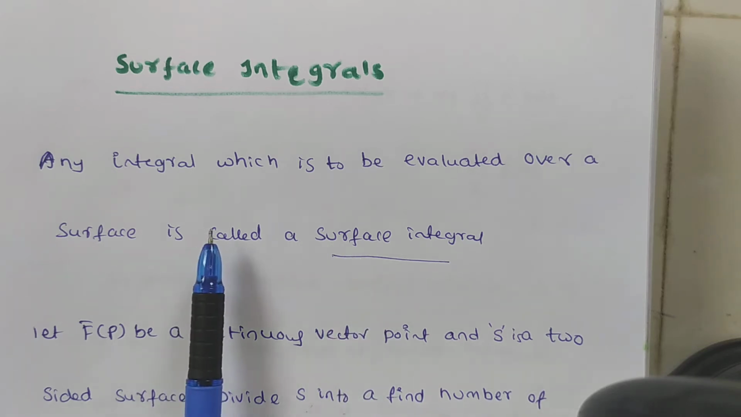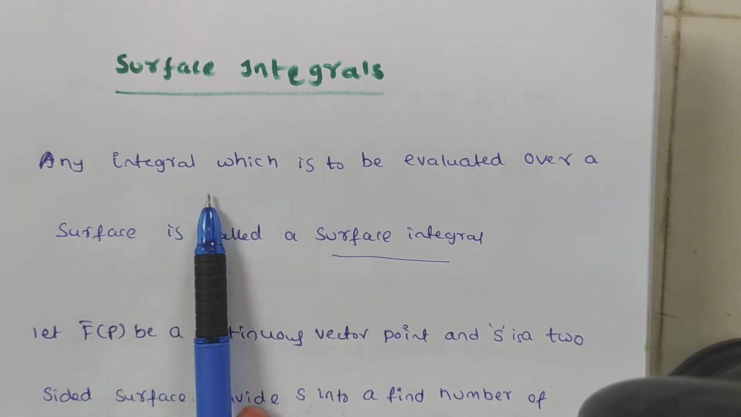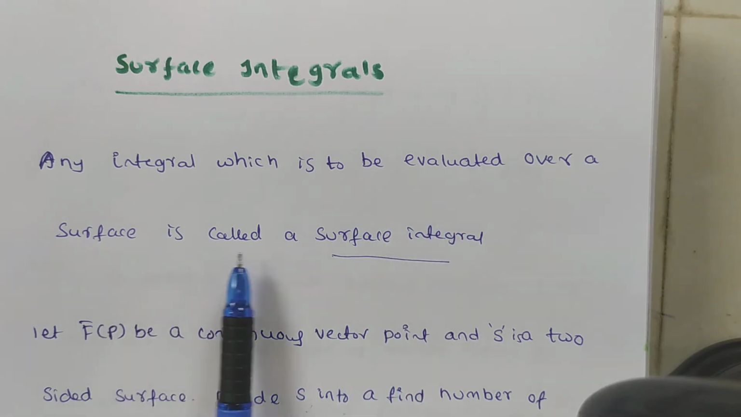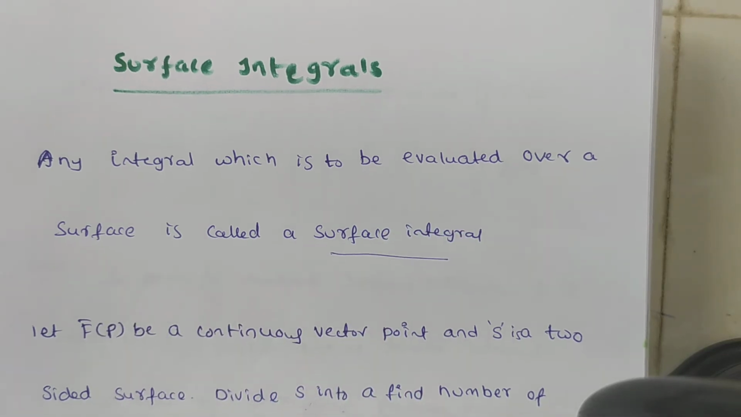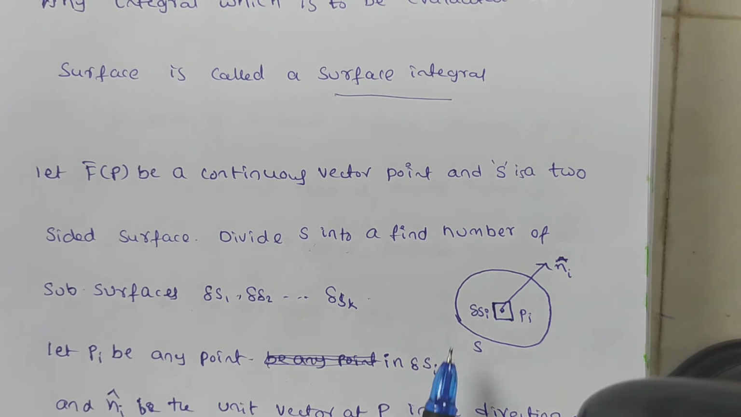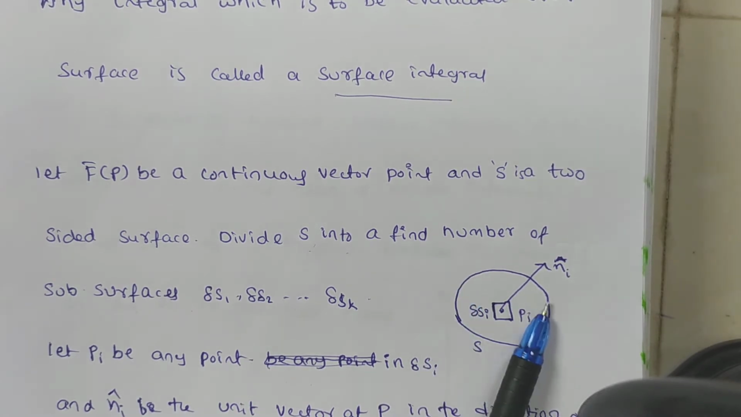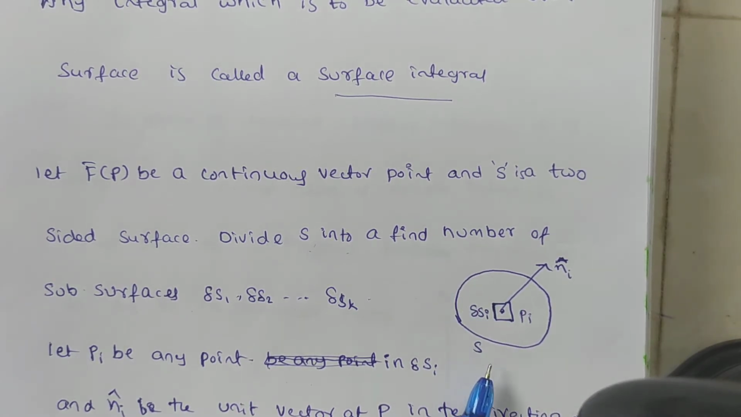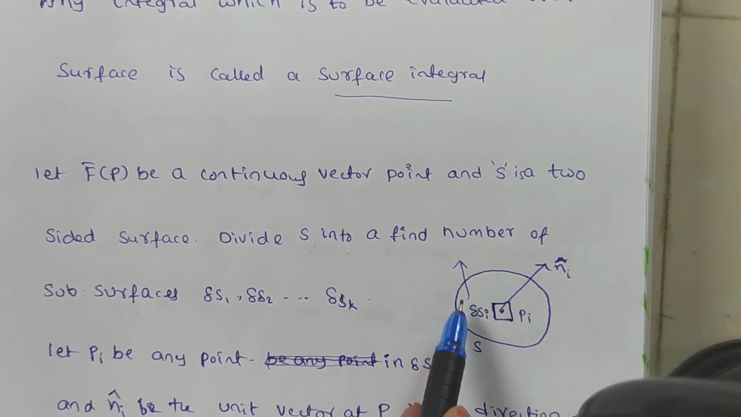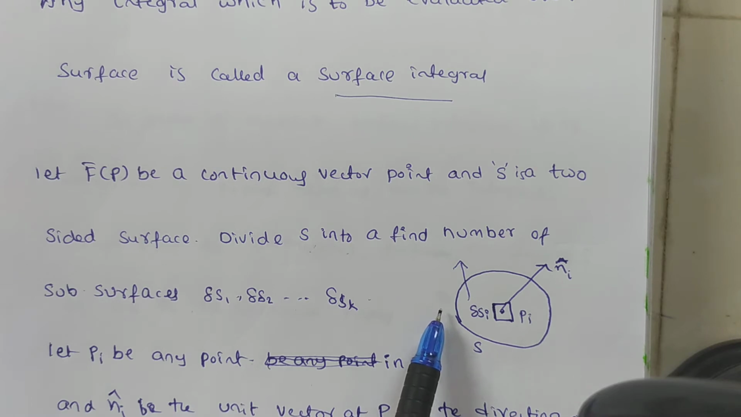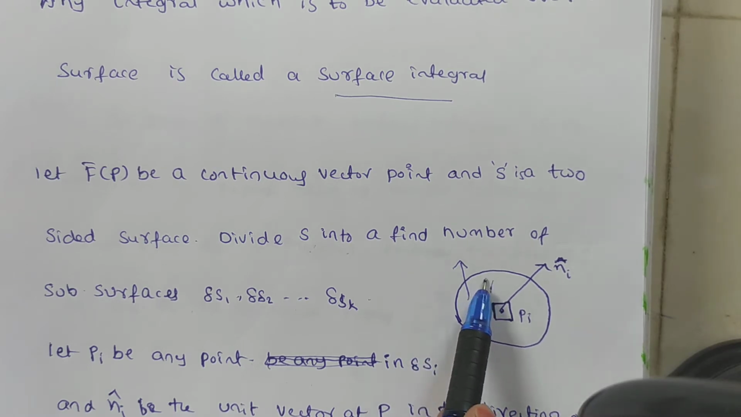Once again I am repeating, what is the surface integral? Any integral which is to be evaluated over a surface is called a surface integral. Friends, suppose you consider this as a surface, which we denote with S. F bar is any vector point function, and of course you can draw it anywhere on this entire surface.